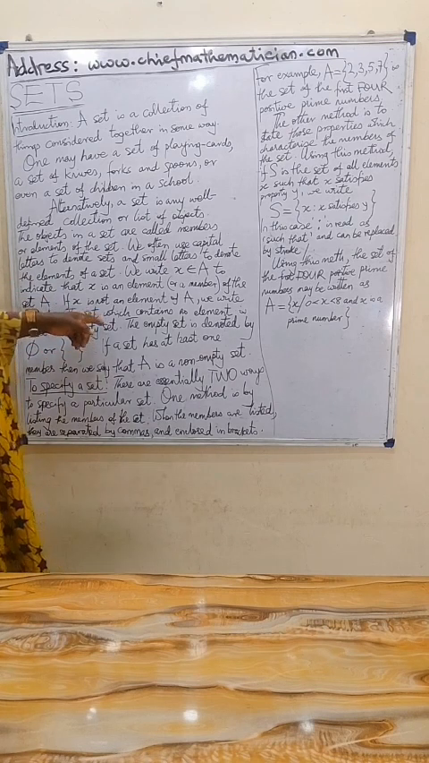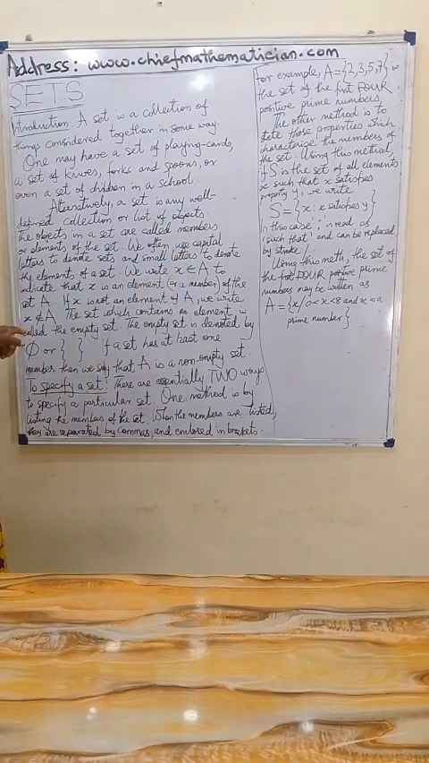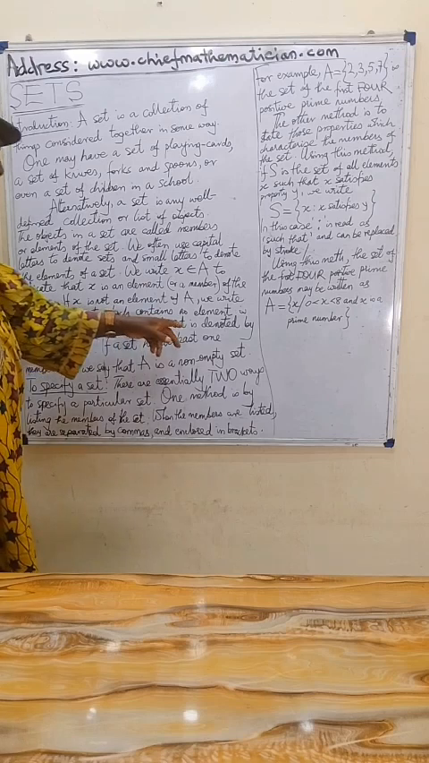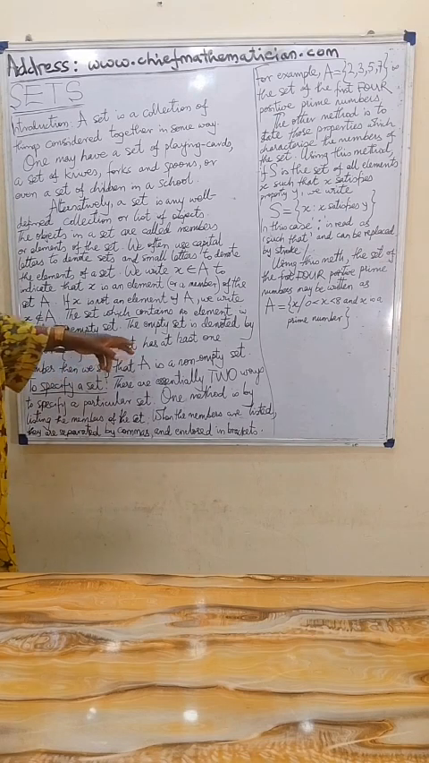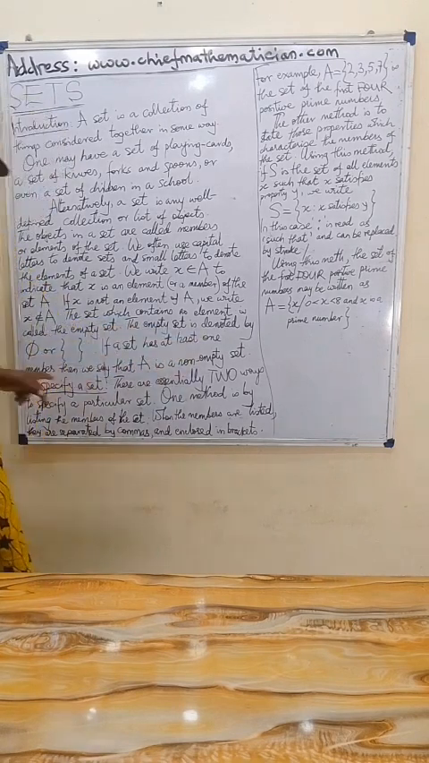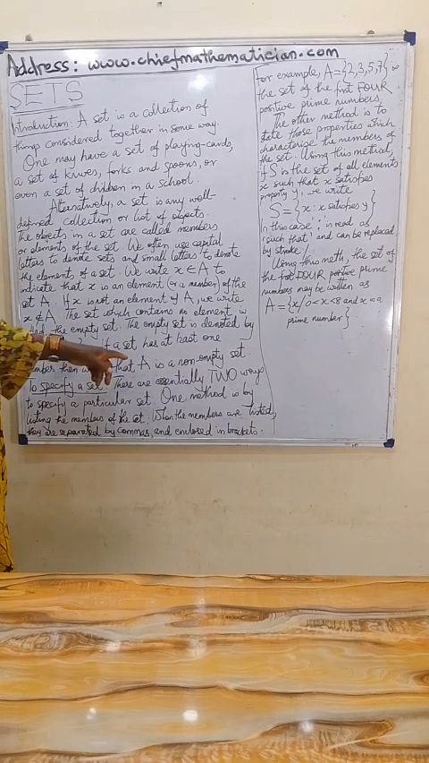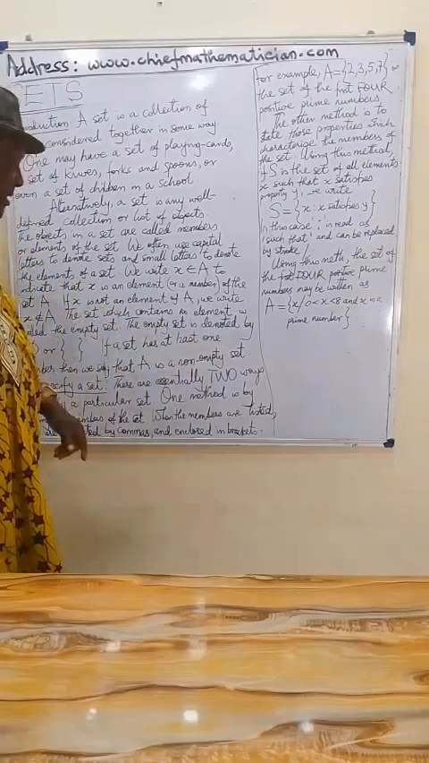The set which contains no element is called the empty set. The empty set is denoted by this symbol or this one. If a set has at least one member, then we say that A is a non-empty set.